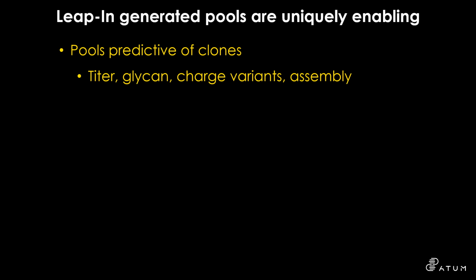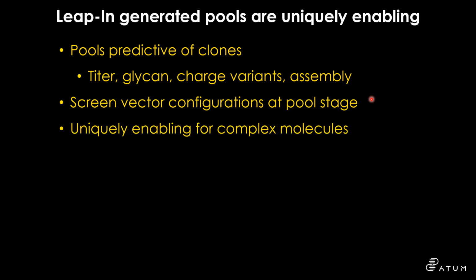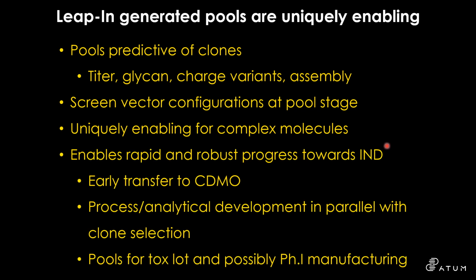Summarizing the power of these pools and why they're uniquely enabling. Recall that the pools predict the clones, and this is true not only of titer, but also many charge variant characteristics and product quality characteristics. This enables one to screen vector configurations at the pool stage and then choose the appropriate pools for cloning, which can be uniquely enabling for more complex molecules, and more importantly, enables the rapid and robust progress towards IND. Not only by early transfer to a CDMO of pools and pool-derived material, which can enable process and analytical developments in parallel with clone selection, but we're talking to many groups about the possibility that these pools might in fact be used for tox lot generation as well as phase 1 manufacturing.